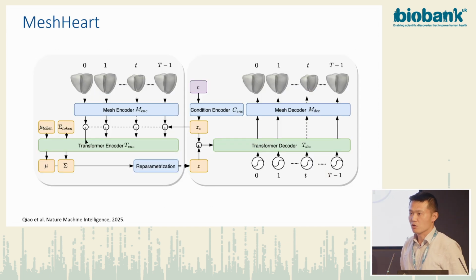The third component is this conditional encoder, because apart from mesh data, we also have all the information from the participants, including their sex, age, blood pressure, etc. How can we model the influence of these conditions, which is this purple block here, on the mesh data? We can add this component at the end. When we build this entire model, we can train it using the mesh data we acquire from UK Biobank.